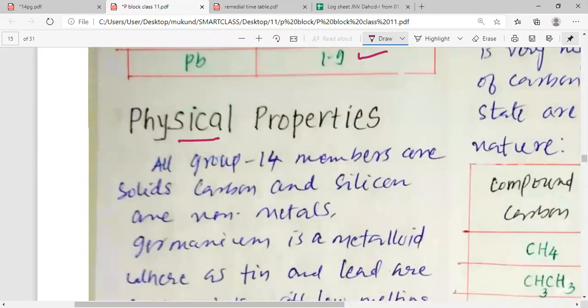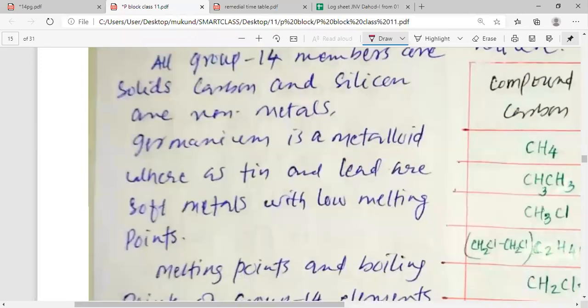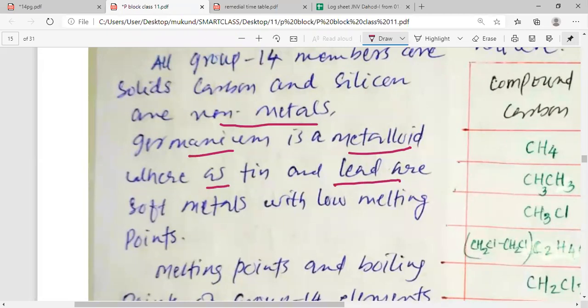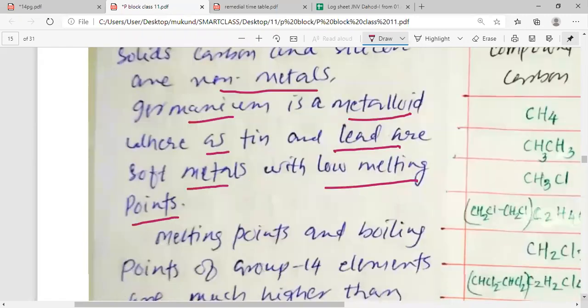Then we have the next topic, which is the physical properties, my dear students. All group 14 members are solids. Carbon and silicon are non-metals. Germanium is a metalloid, whereas tin and lead are soft metals with low melting points. So please remember that group 14 members are solids, carbon and silicon are non-metals, germanium is a metalloid, whereas tin and lead are soft, low melting metals.